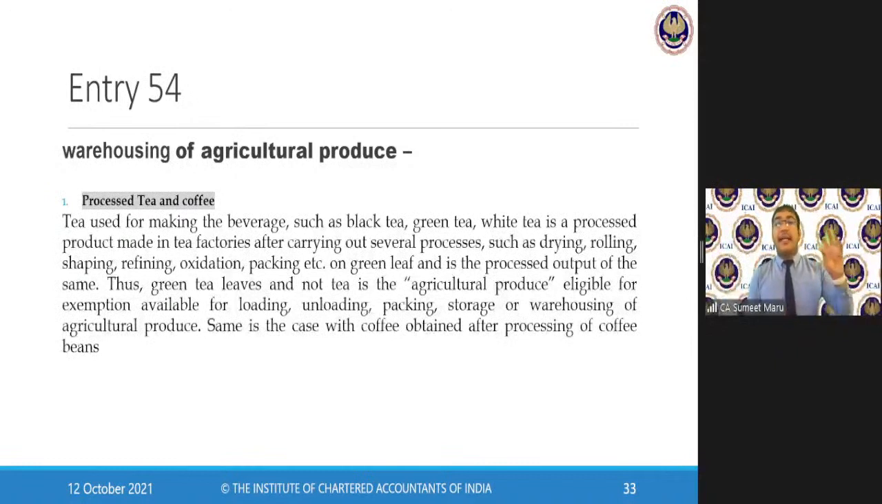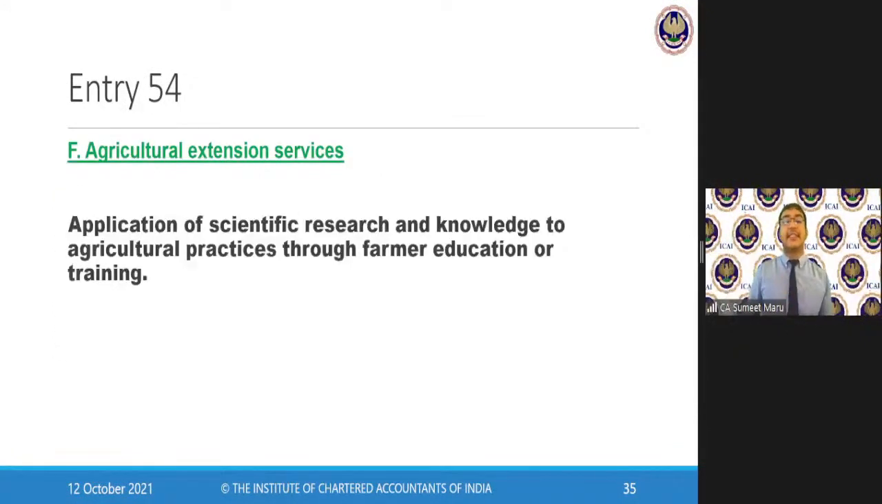See here, tea in its raw form is the leaves. The leaves of that particular tea are further processed and then made into green tea or coffee. Coffee is under agriculture extension services. So if you are in any of this and you are giving knowledge and training to the farmers, again this will be considered under your exemption.